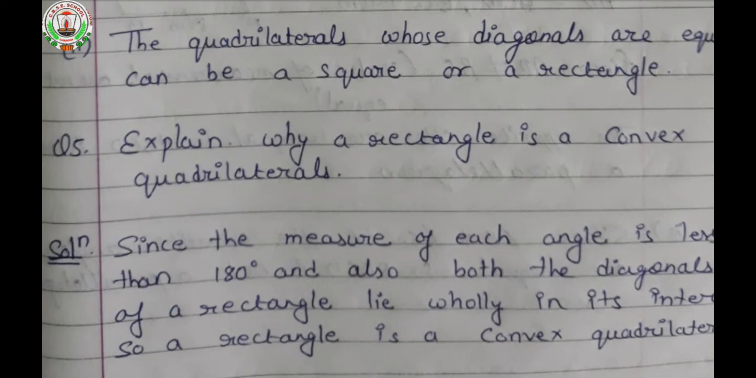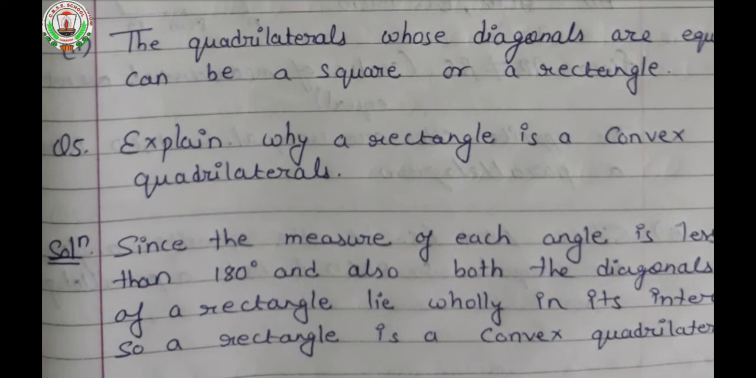Okay, have you understood what a convex quadrilateral is? It means that the angles must be less than 180 degrees. So a convex quadrilateral is a quadrilateral in which each angle is less than 180 degrees, but in a concave quadrilateral, among the four angles, one will be more than 180 degrees. This is the difference between the two quadrilaterals, concave and convex. So here it is asked why we can say that a rectangle is a convex quadrilateral.